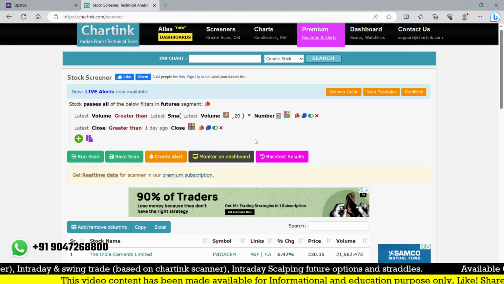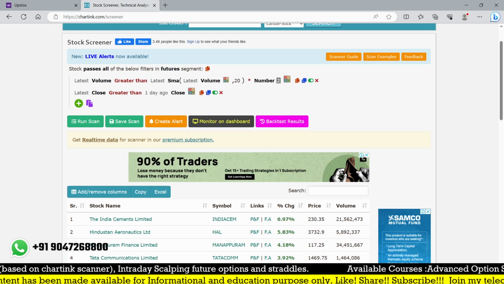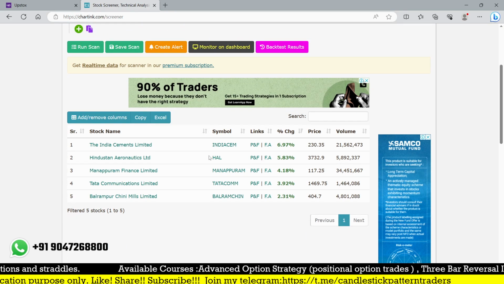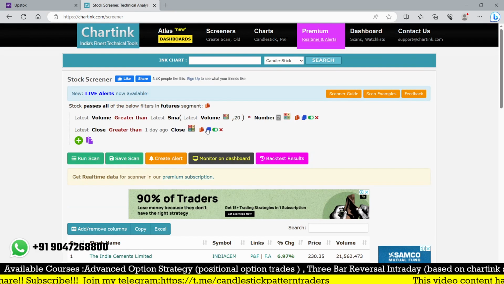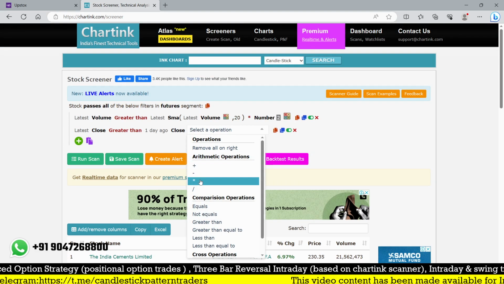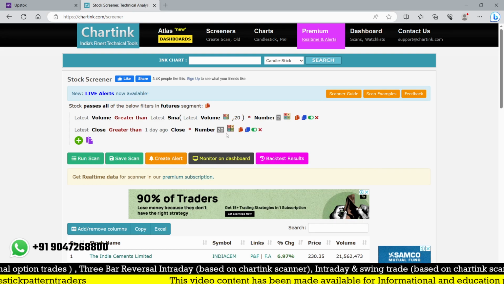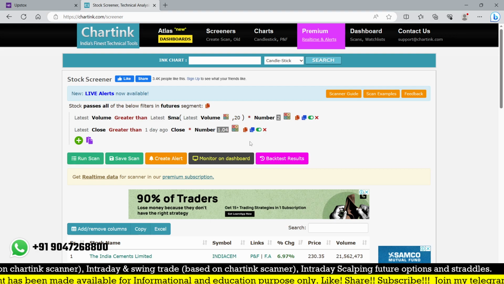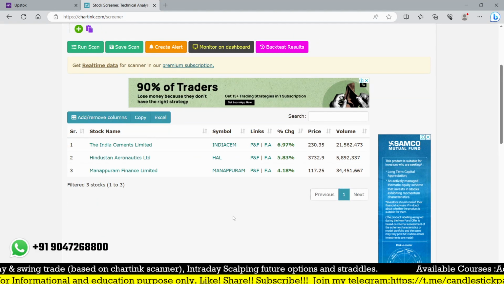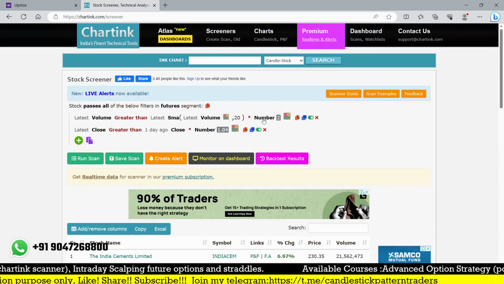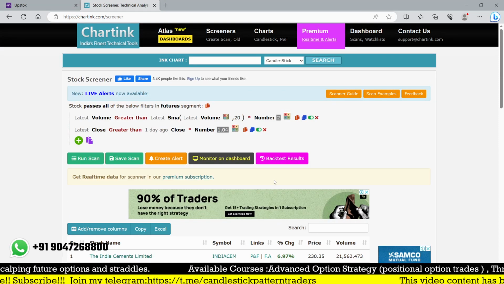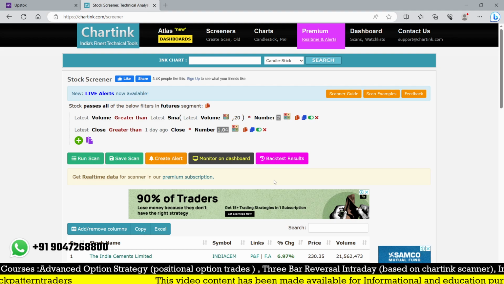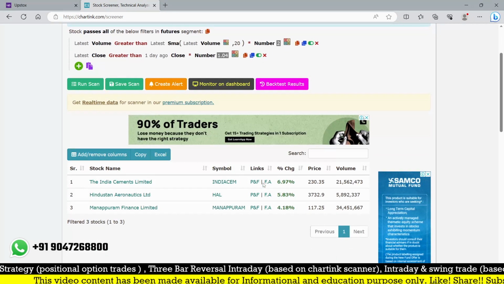Okay, one more condition I can add here, that close must be some percentage. If I want only stocks which have more than 4 percent, we multiply with the number 1.04. I just go for stocks which move more than 4%. So let me find out the stock. It's a positive stock, positive close, and more than 4 percent. And maybe the chances for a breakout in the next trading session should be possible.